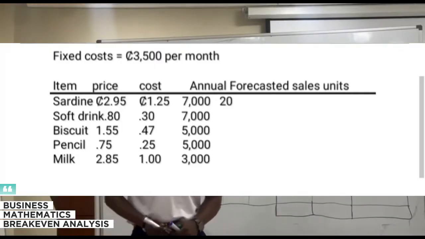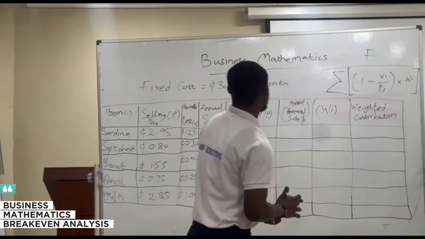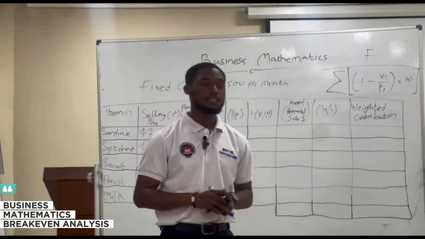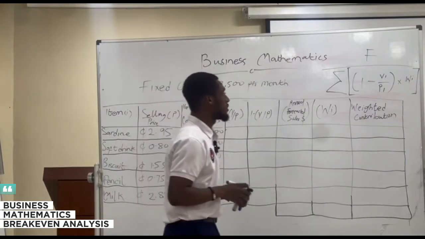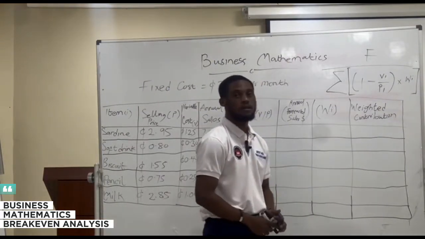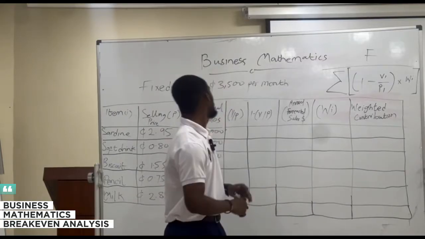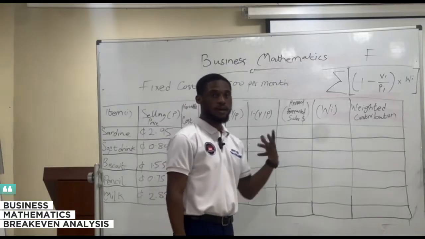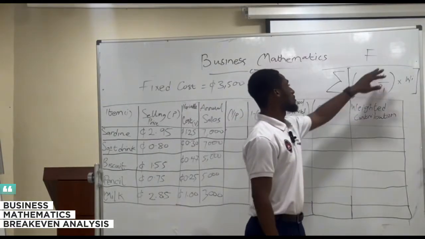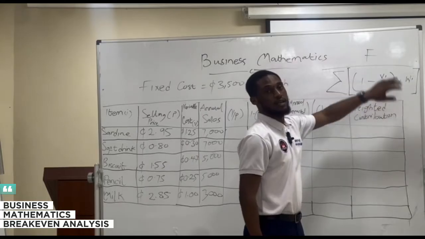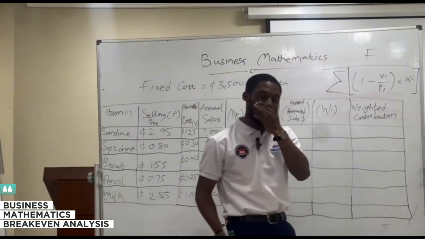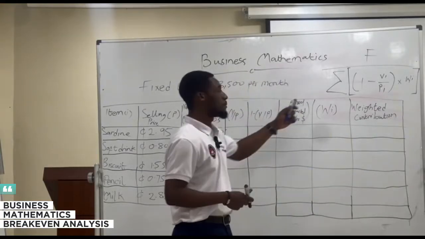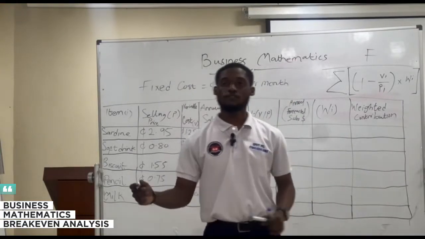All right. So, multiple product break-even analysis. We stated the formula for the multiple product, and this is the formula. Now, how do we get this? The fixed cost has already been given, and it's per month. As far as it being per month, you multiply the fixed cost by 12 because we have 12 months in a year.